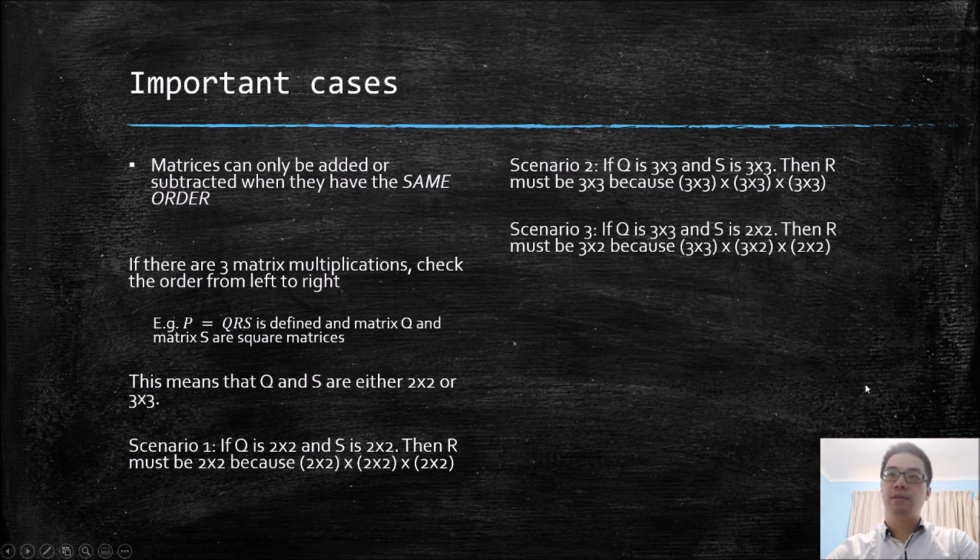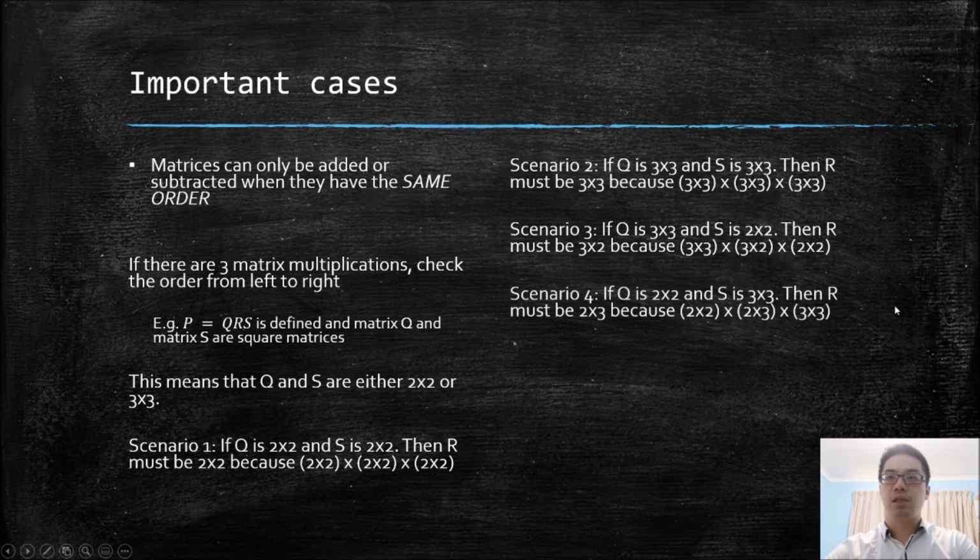Scenario 3, if Q is a 3 by 3 and S is a 2 by 2, then R must be a 3 by 2, because in Q, which is a 3 by 3, this and this number, these two numbers here must be the same, which causes R to have 3 rows. And in the second multiplication, these two numbers must also be the same, which causes R to have 2 columns. So that means R must be a 3 by 2. Scenario 4 is the reverse, which means R will become a 2 by 3 matrix.